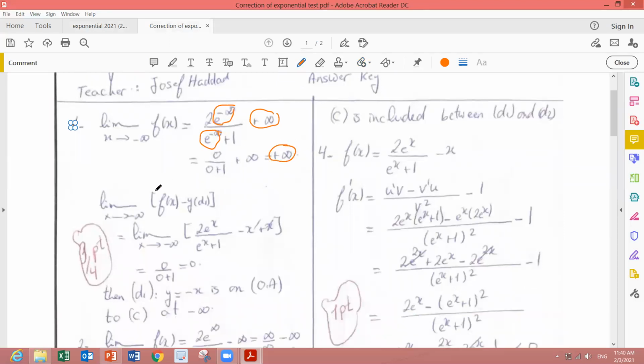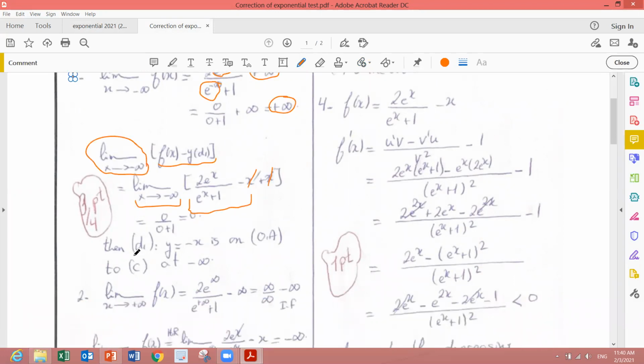Now to verify that the line D1 is an asymptote, we have to determine the limit as x tends to minus infinity of f(x) minus y_D1, which equals the limit as x tends to minus infinity of f(x) minus y_D1. It becomes plus x minus x, which is 0. Then D1, y = -x, is an oblique asymptote to C at minus infinity.